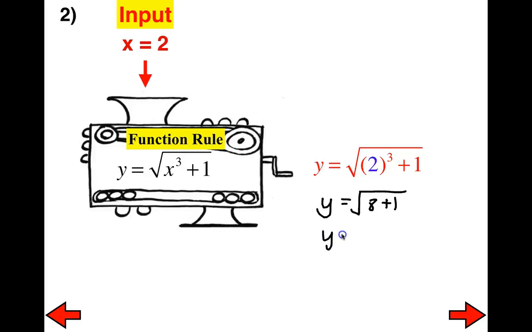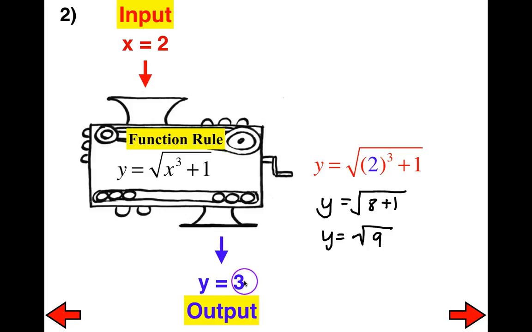I'm going to simplify it one more time. 8 plus 1 is 9. The square root of 9 is 3. So your output of y is 3. So all you're really doing is substituting your input into the function rule to get an output.